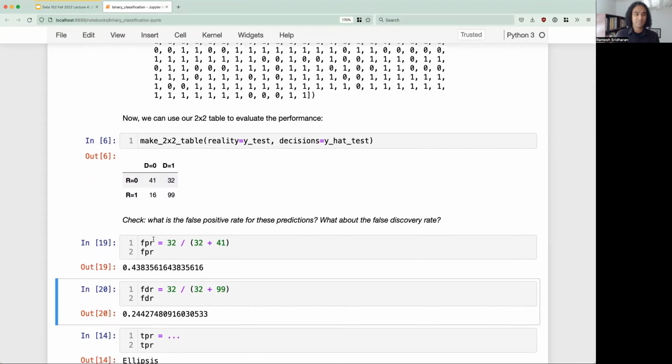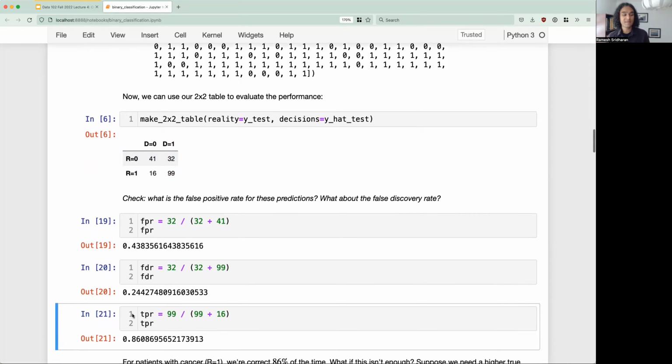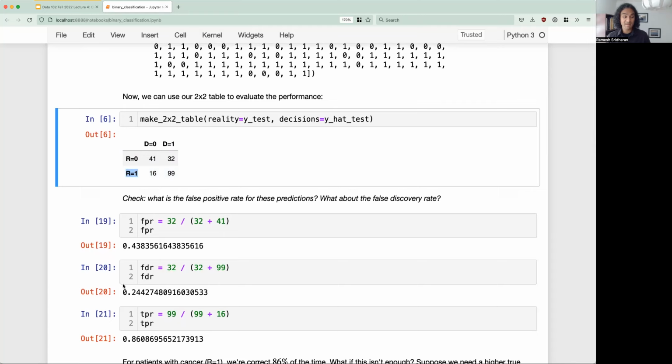What about our true positive rate? Well, the true positive rate says, how well do we do in the bottom row? In other words, how well do we do on cancer patients? And there we can say, 99 of them we get right, and total there's 99 plus 16. Okay, so we can see that our true positive rate is 86%, which means that for patients who do have it, we're right 86% of the time. Our false positive rate says for patients who don't have it, we're wrong 44% of the time, or we're right 56% of the time, right?